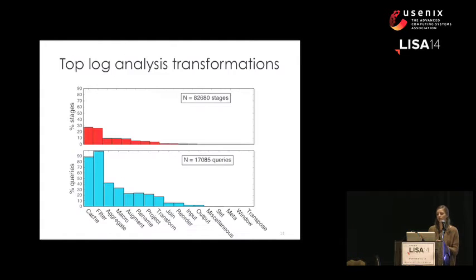So then when we do this, we can get a more clear picture of what people use Splunk to do. So the top graph shows for each of the stages, so I showed you a 3-stage query before, we looked at all the stages in the data set and classified them. And then the bottom graph shows the number of queries that contain transformations of that type.